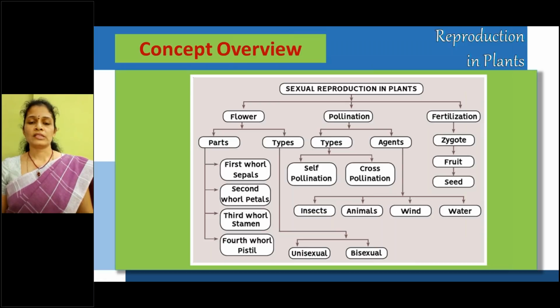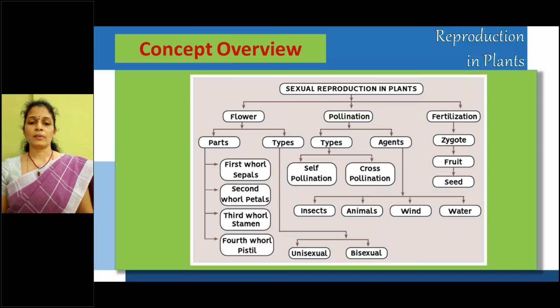Flower basically has 4 parts. What are those 4 parts, children? First whorl is sepals. Sepals are also called calyx and they are green in color and they protect the flower during the bud stage.